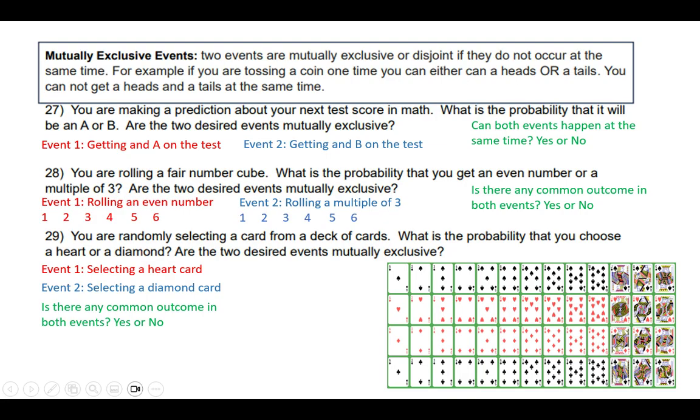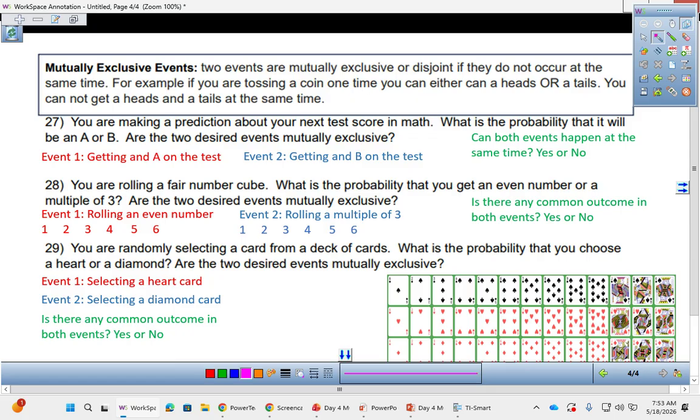So this is a no, they can't happen at the same time. And if the answer is no, they can't happen at the same time, then what you're going to write for this is that these are mutually exclusive events. So when we're determining if something is independent or dependent, it was like, does the outcome of the first event affect the outcome of the second? If you're determining if something is mutually exclusive, it's, can these two events happen together? I'm taking one test. Can I get an A and a B on that test? No, that's mutually exclusive. If the answer is yes, then that's called overlapping, which I'll show you later on in class.